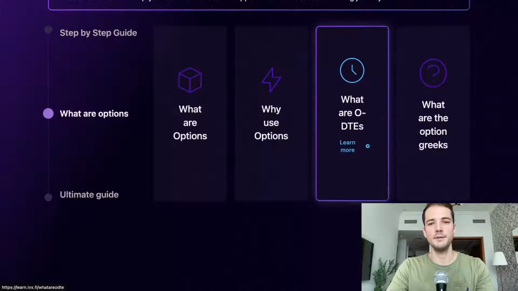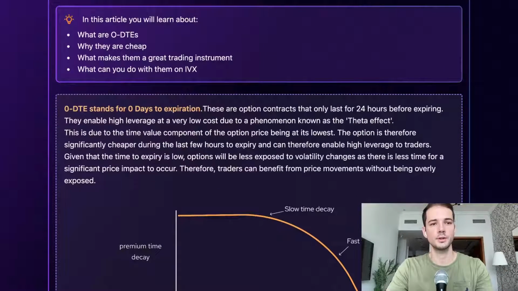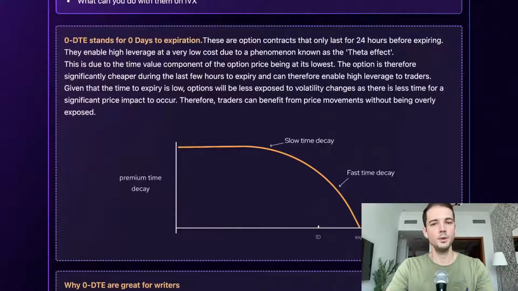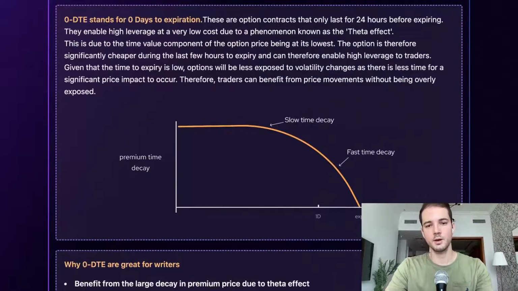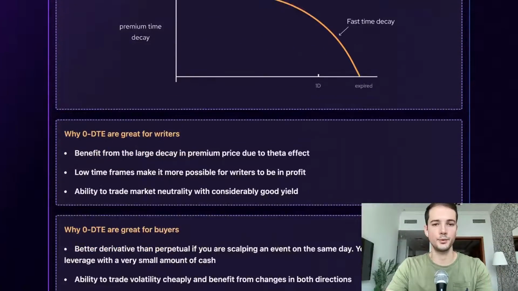When it comes to IVX, from my understanding, they have a certain type of options called 0 DTE options, or in other words, 0 days to expiration options. These options are contracts that only last for 24 hours before expiring. They enable high leverage at a very low cost due to a phenomenon known as the theta effect. I will not go into all the details. You can check out the documentation yourself and read through it.